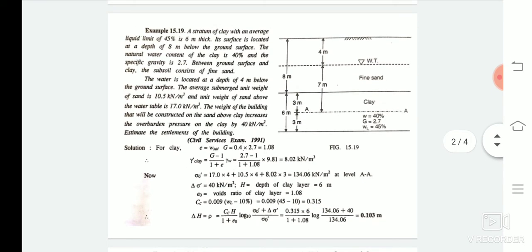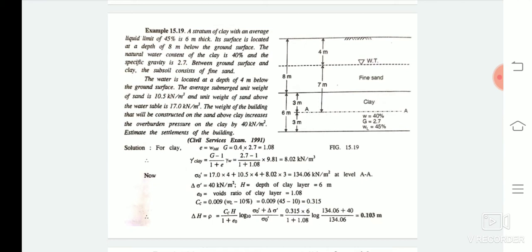The average submerged unit weight of the sand is 10.5 kilonewton per meter cube, and the unit weight of sand above the water table is 17 kilonewton per meter cube. The weight of the building that will be constructed on the sand above the clay increases the overburden pressure on the clay by 40 kilonewton per meter square. Estimate the settlement of the building.